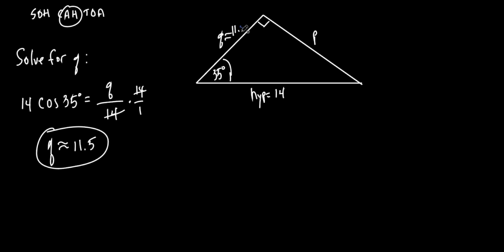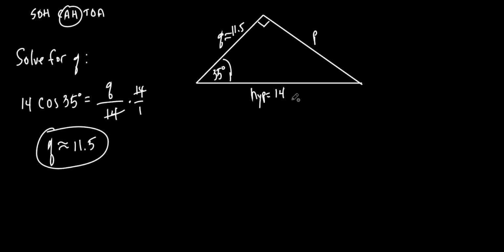That's 11.5. Now, you could possibly use the Pythagorean theorem to solve for P, but the problem is this. This is an approximation, not an exact answer. So the side for P is going to be an approximation too, but you're squaring an approximation, which makes it even more approximate, okay? Less accurate is probably a better way to say it.